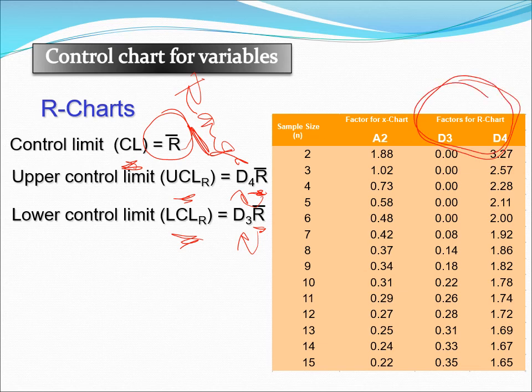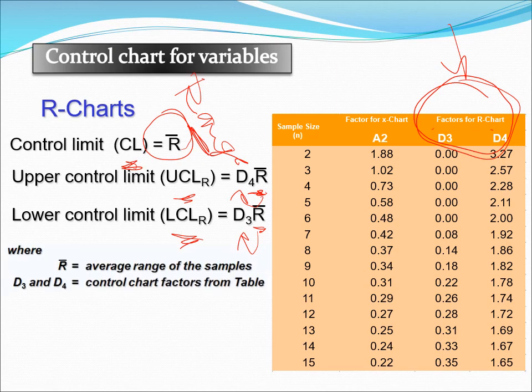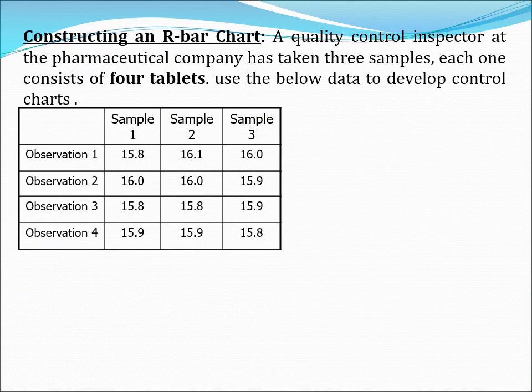So whenever you need to make an R chart, you need this table with you to extract the D3 and D4 values. To understand, we will go to the next slide and take an example. Here we have 3 samples: sample 1, sample 2, sample 3. Sample 1 is taken from batch 1, sample 2 from the second batch, and sample 3 from a third batch. So we have 3 samples from 3 different batches.